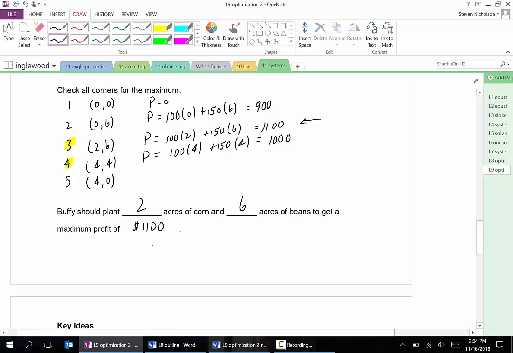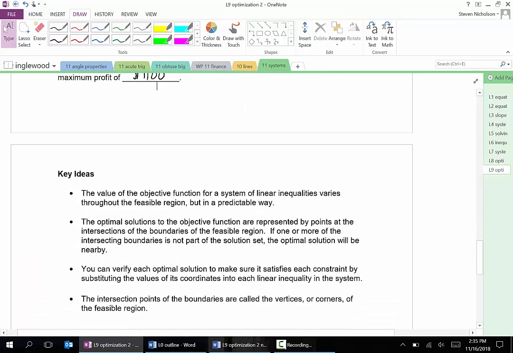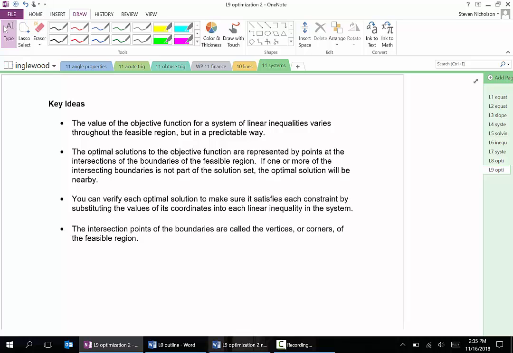Now, what we're going to do next class is actually go start to finish. But here's some key ideas, and this might be valuable next day. The value of the objective function for a system of linear equations varies through the feasible region, but in a predictable way. You could look at numbers like 0, 0, and it's easy to see the answer.